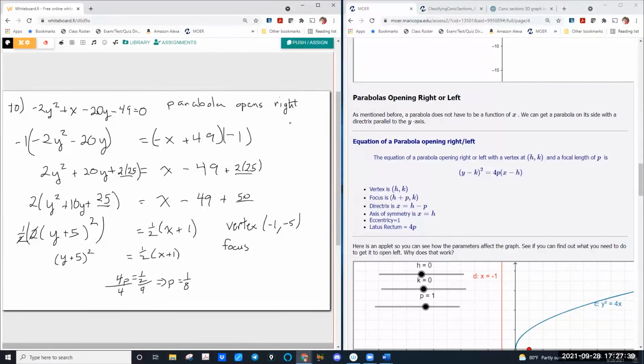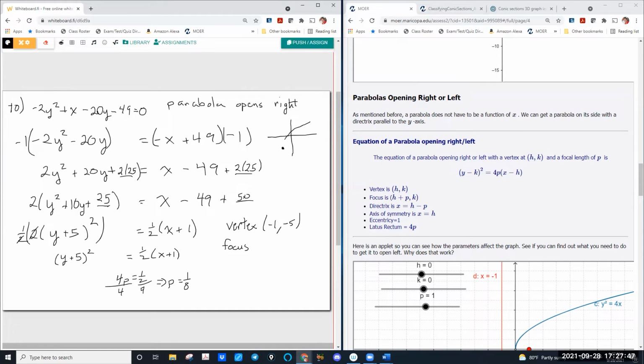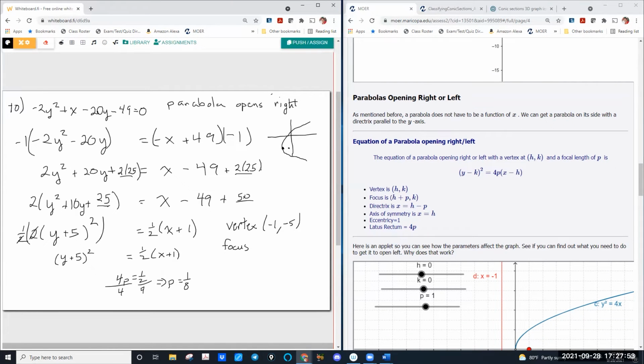All right, so if we were drawing a rough sketch, we've got a vertex -1, -5. Parabola is coming through like this. That means the focus is going to sit over here. Now, how do we get the focus? We add p to the x value. That's what I'm showing you. You don't have to have a perfect sketch, but a rough sketch.